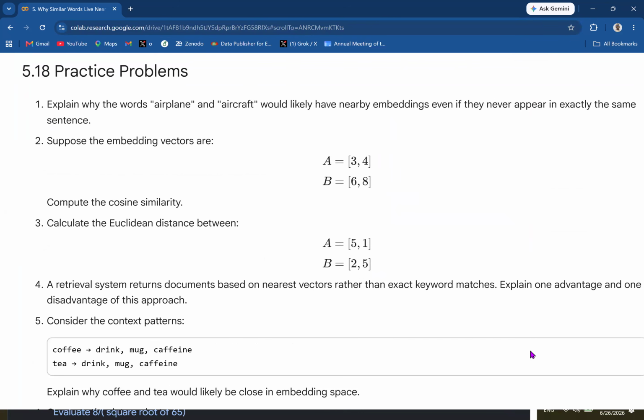In this case, I'm going to be solving problem two, which says: suppose the embedding vectors are A = (3, 4) and B = (6, 8). Compute the cosine similarity. You can already see that B is just a multiple of A, so they are in the same direction. You can already know it is 1, because if you can factor out a number and get the same vector, the similarity is going to be 1. So I'm going to take care of question two.